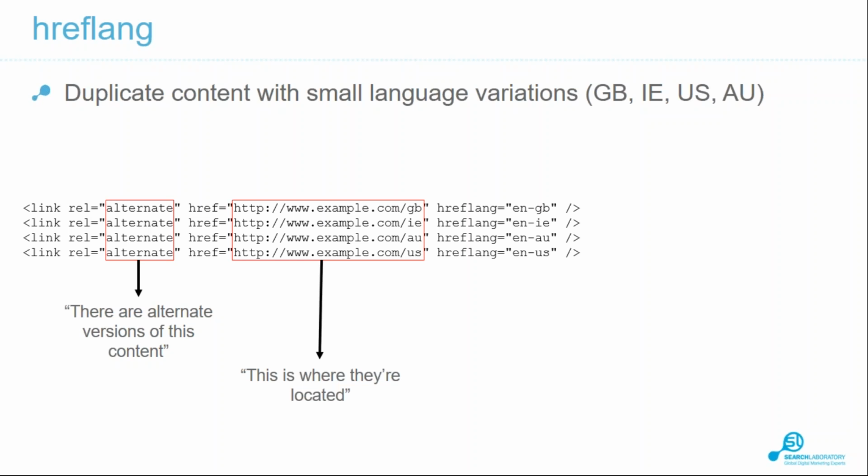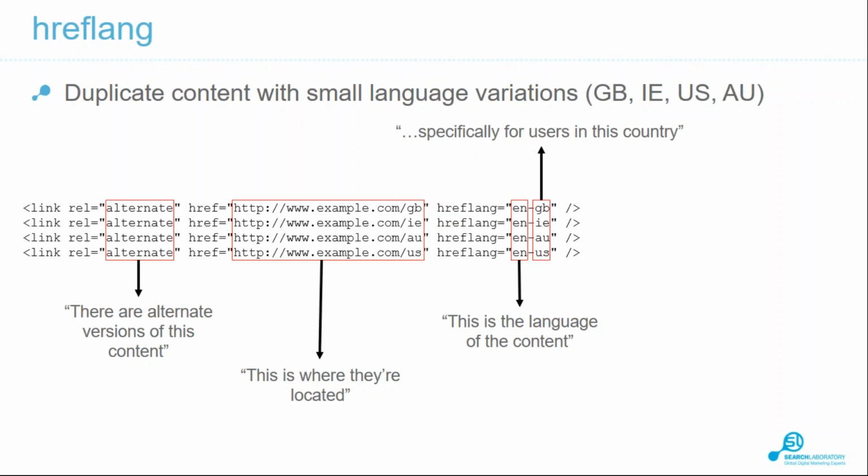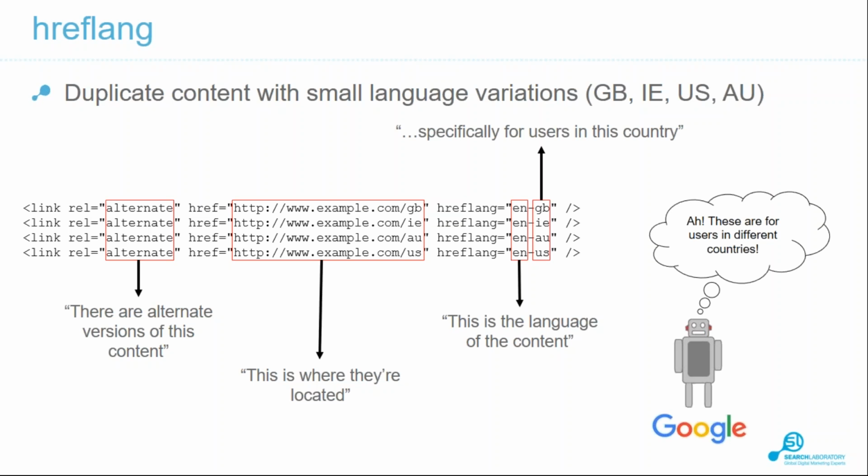Here we're saying this is where they're located, so we list our 4 URLs. 4 in this case, it could be 2, it could be 10, it could be 100, however many different variants of that piece of content you have. The next piece of the code that we identify within the actual hreflang element is the language. So in this case, we're identifying that they're all in English, which is fine. And then the next piece of code is stating they're specifically for users in this country. So GB, Ireland, Australia, and US.